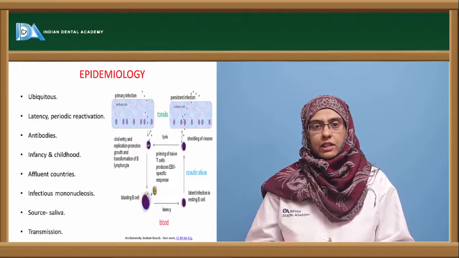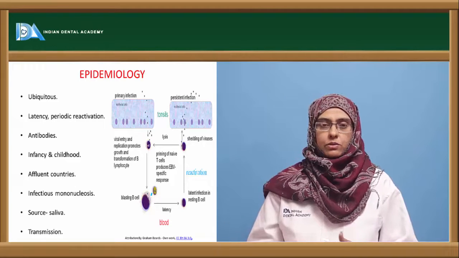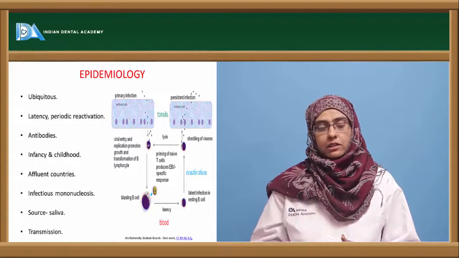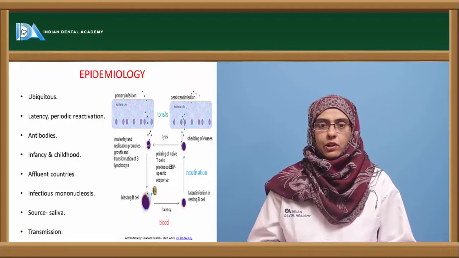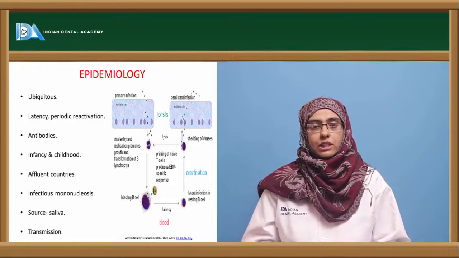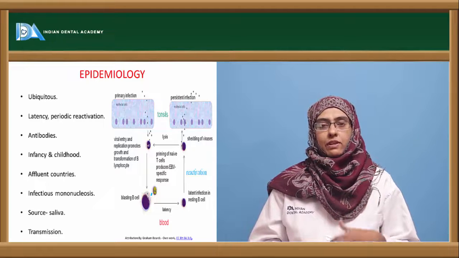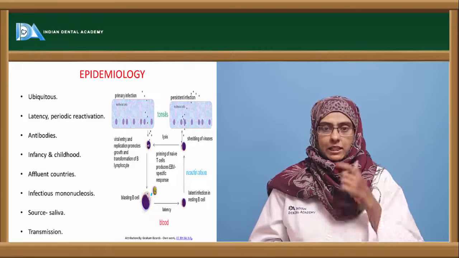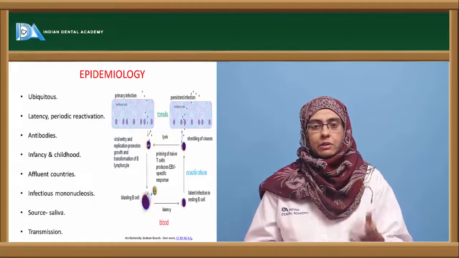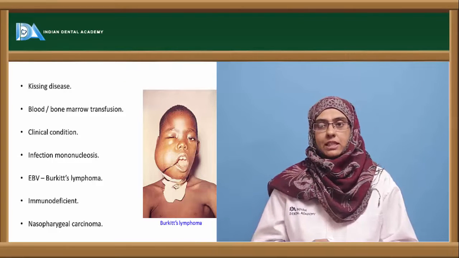And in the affluent countries, this disease is due to an adolescence disease, the disease that leads to infectious mononucleosis. The source of the infection is usually the saliva of the infected person, who secretes the virus in the oropharyngeal secretion. And the transmission is via intimate oral contact, which is also called the kissing disease.